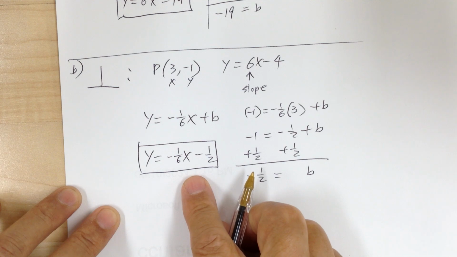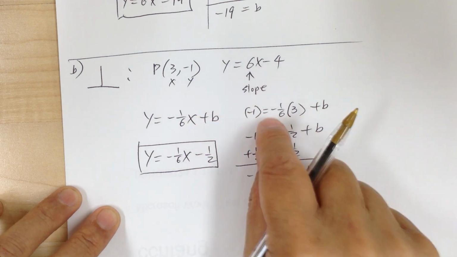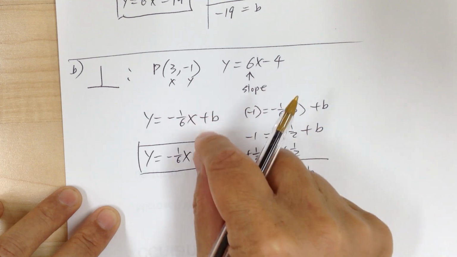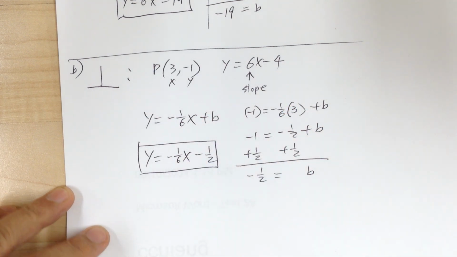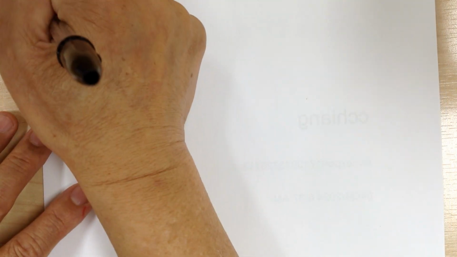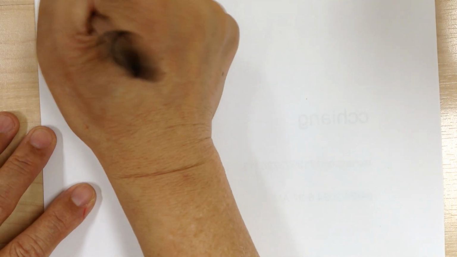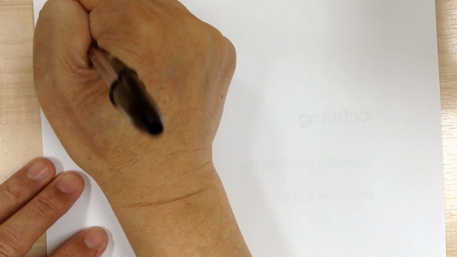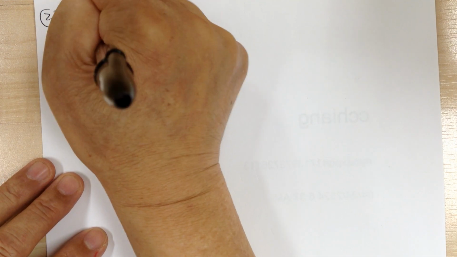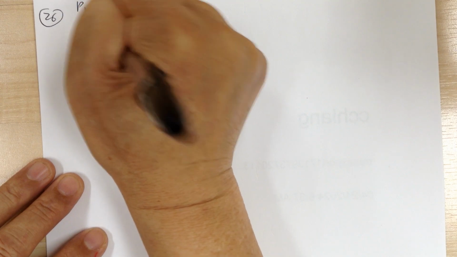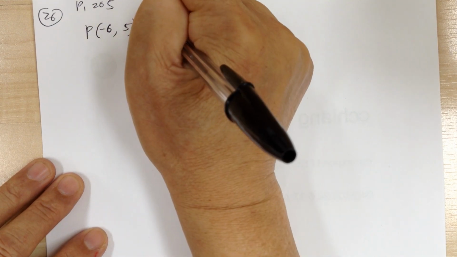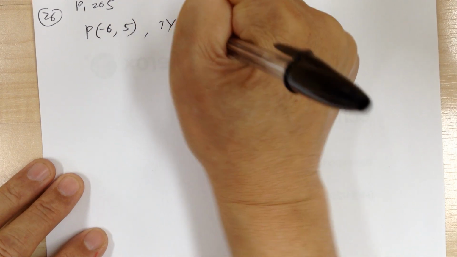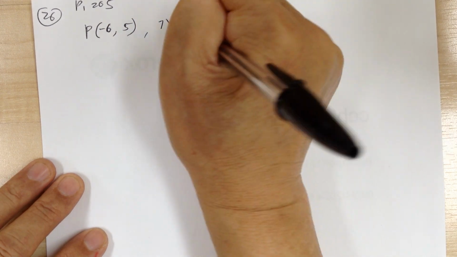Again, you keep the major steps over here, and you go off on the side to do the minor steps. That way you don't lose track of what you're trying to do. Okay, let's go to 26. It will be just like number 25. You have the point (-6, 5), and the line is 7y + 4x = 2.